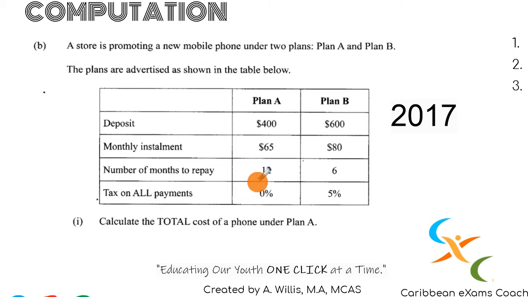Number of months to repay: you have 12 on Plan A and 6 months on Plan B. Tax on all payments: for Plan A, you have 0 tax, but for Plan B, you have 5% tax. And you're asked to calculate the total cost of a phone under Plan A. Now you can pause the video, take out your notebook, and work out the problem.